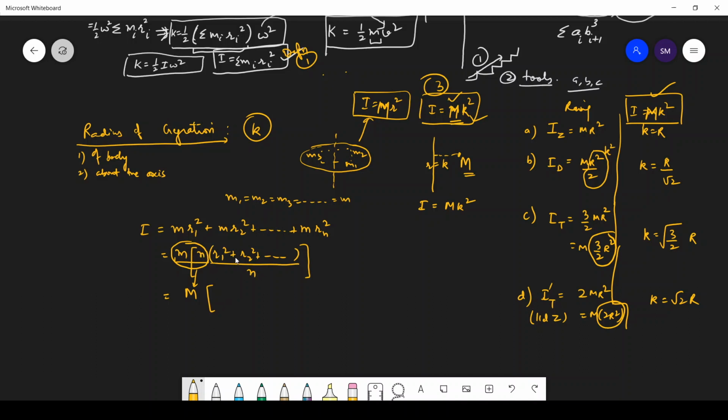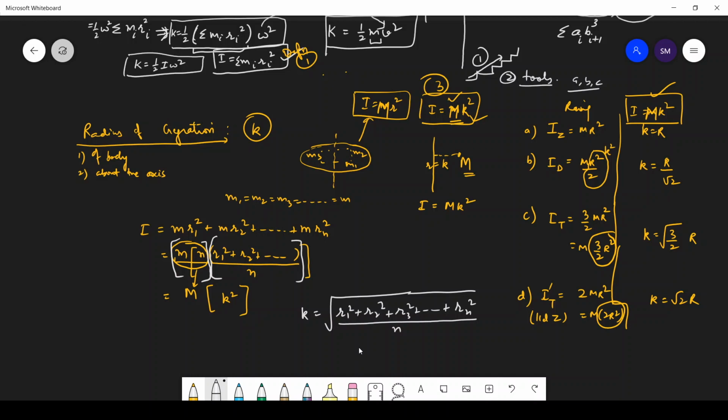Now this is your k. This is your k, and this is your M. This is k square. Now what is k? k is equal to the root of r1 square plus r2 square plus r3 square and so on up to rn square, divided by n.